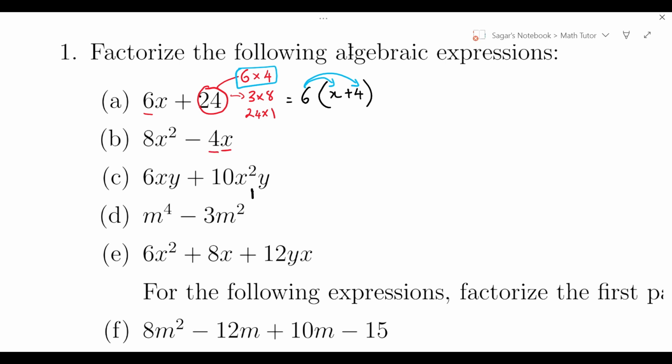Right? I see the 8 can be split into 4 and 2. 4 times 2 is 8. So let's put out 4x, open brackets, 2x minus 1. Let's check that quickly.